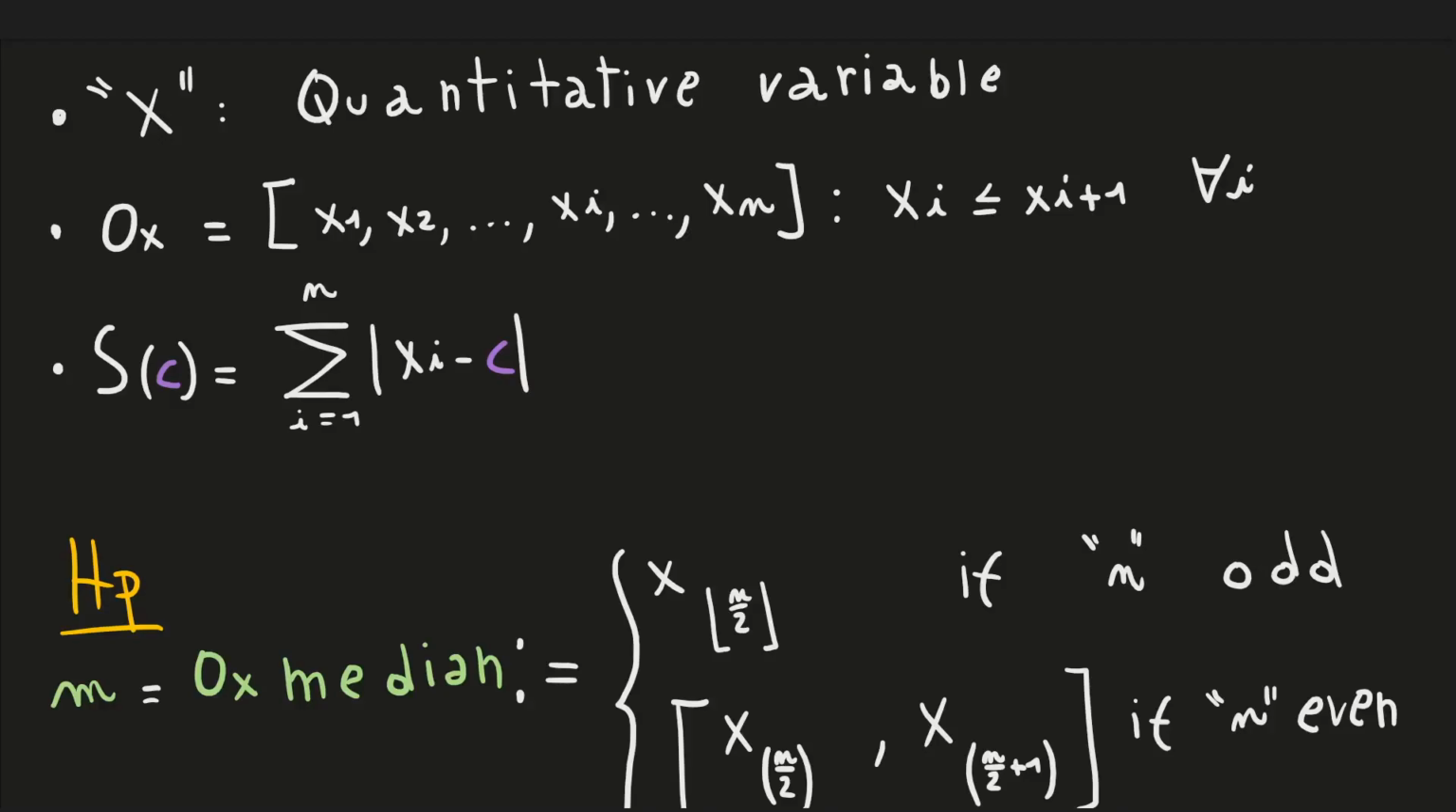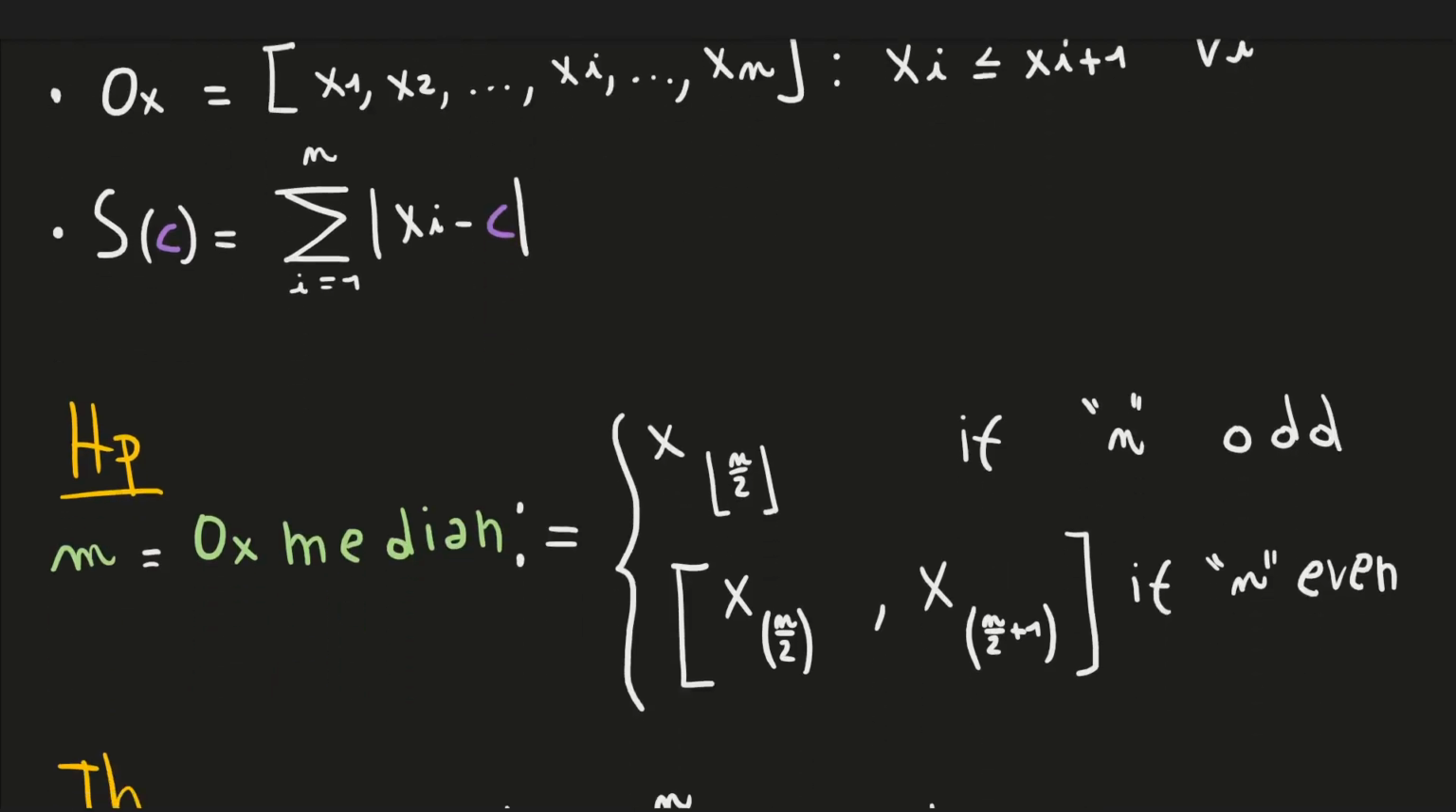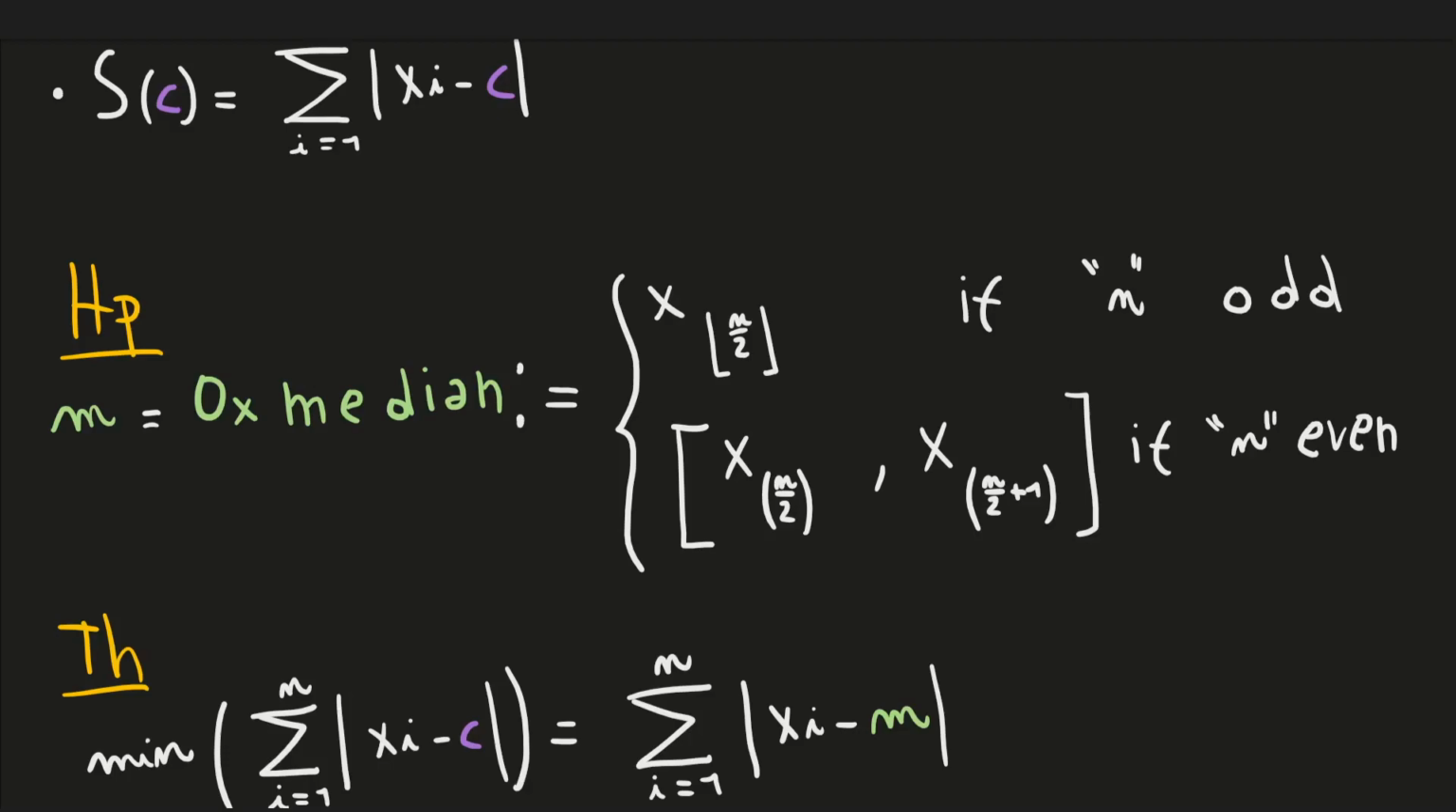We start by considering a quantitative variable x and O of x, which is a list of x measures in ascending order. Then we consider S of C, which is the sum of absolute residuals of every observation of O of x with respect to C. And we define M as the median of those observations. We also remember that the median is defined as the element in position half n if n is odd, and every element between the element in position half n and half n plus 1 if n is even.